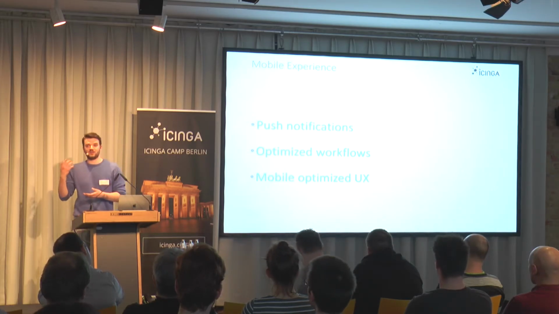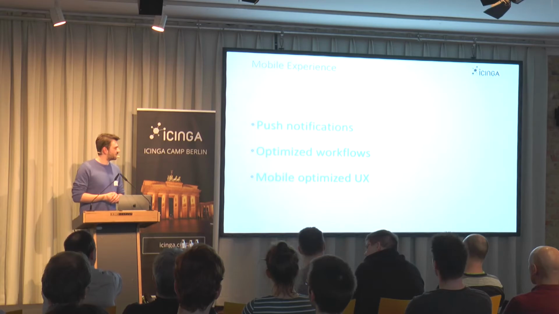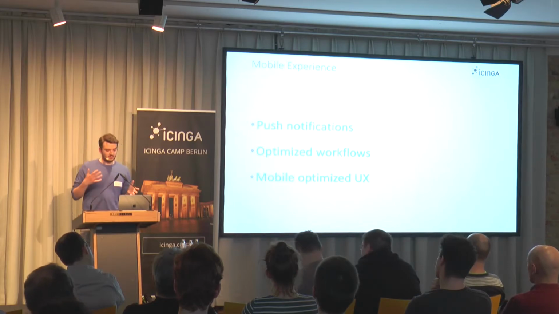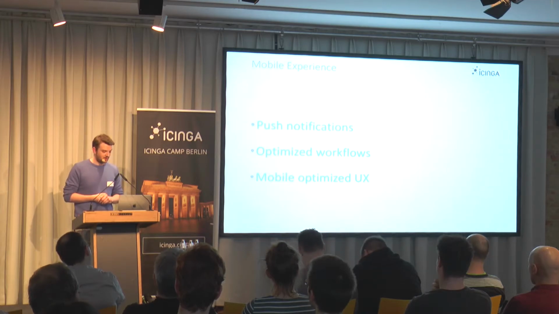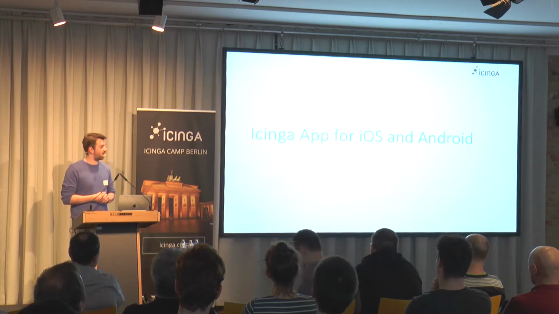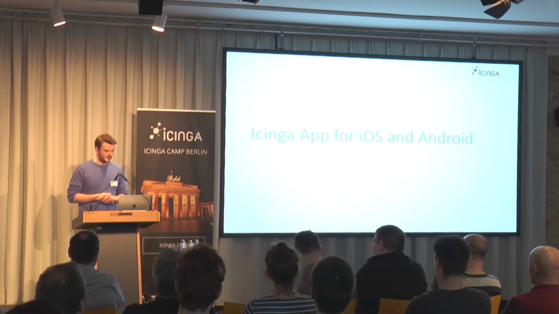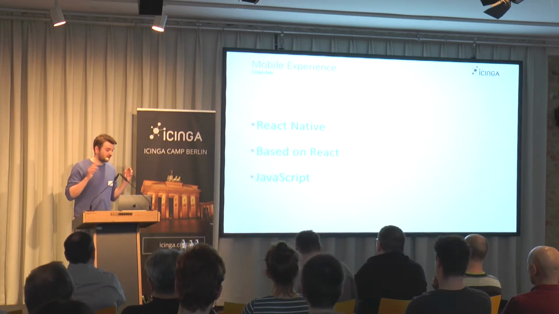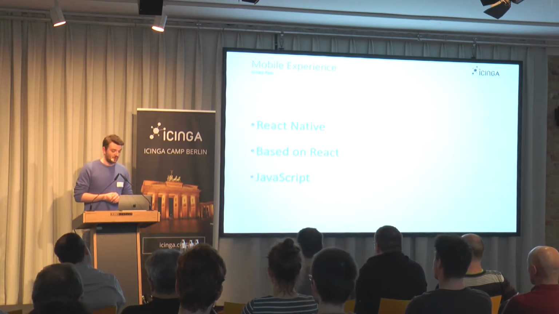You want to maybe have optimized workflows for your common monitoring tasks, like acknowledging a service, scheduling a downtime, or just adding a comment, for example. And it's always good to have a mobile optimized user experience or user interface. And this year, we already started to build an Icinga app for iOS and Android, which we'll ship over the respective app stores. The Icinga app is written in React Native, which is pure JavaScript. It's based on React, which is a library for building web apps.